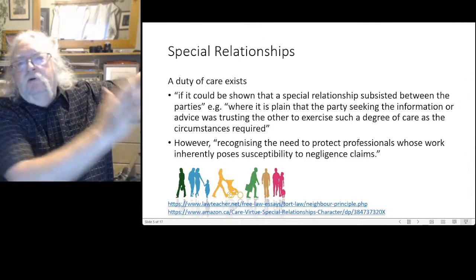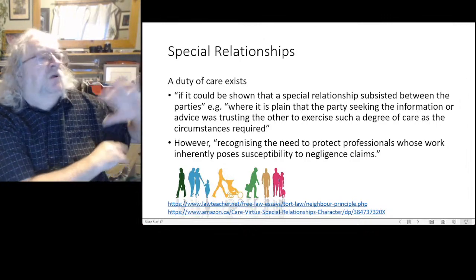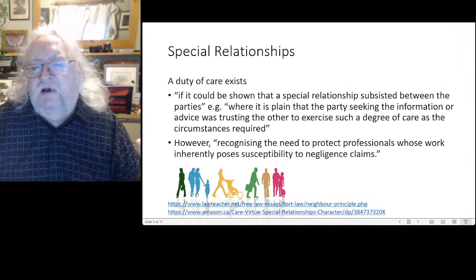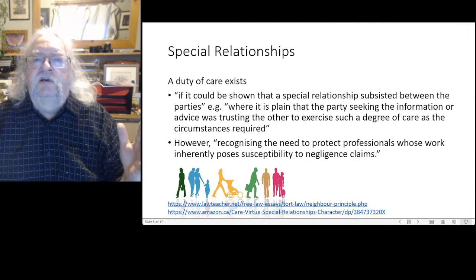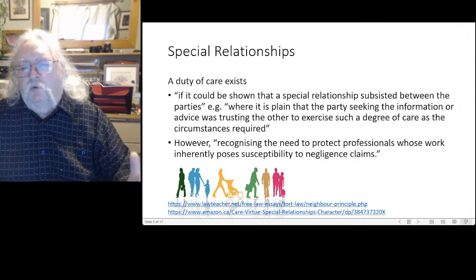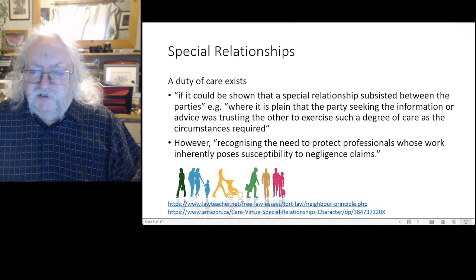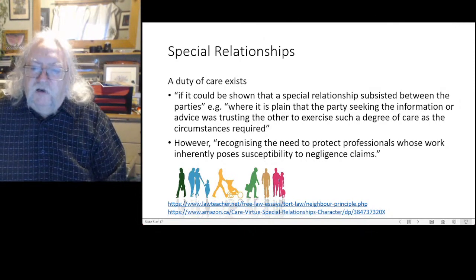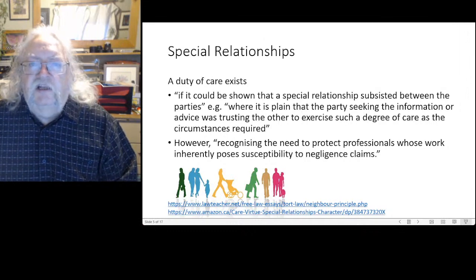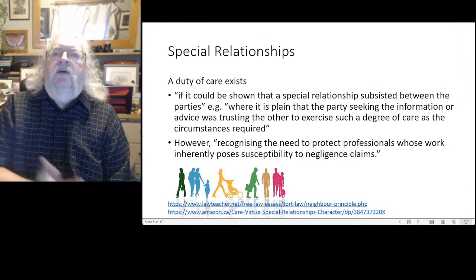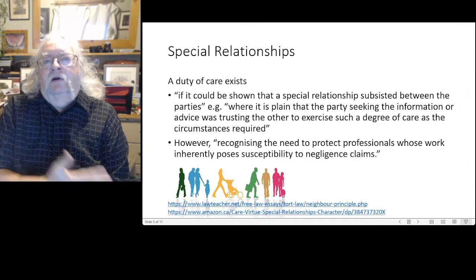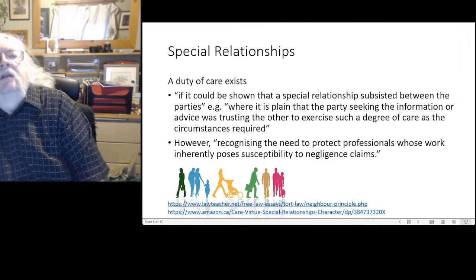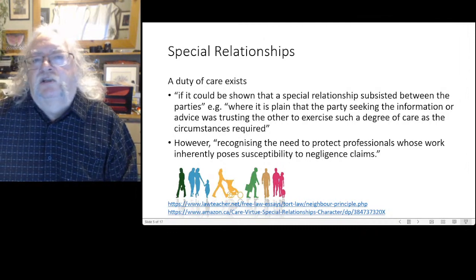There's a wider range in tort law of, don't go around hurting people, but the duty of care now is specifically defined to hold in these cases where a special relationship exists. And by the same token, and on the flip side, it also recognizes the need to protect professionals when they're in these positions where they're particularly susceptible to negligence claims.